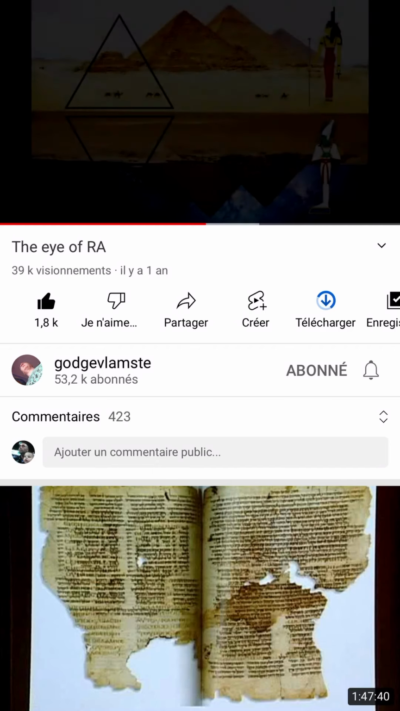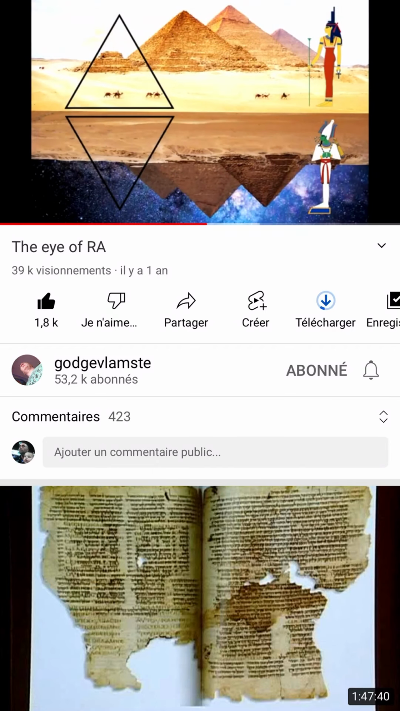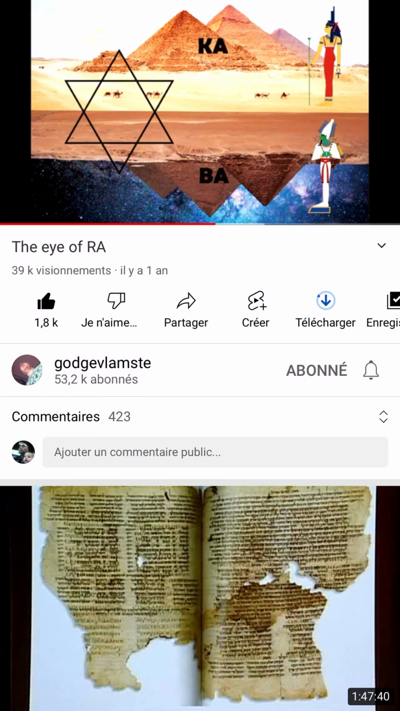Now a lesson in Egyptology. The pyramid pointing upwards represents the Ka, the soul of the living. The pyramid pointing downwards is representing the Ba, the soul of the dead. In the center of this counter-rotating mechanism, you can draw a box.